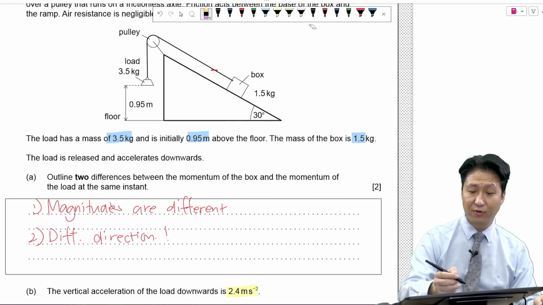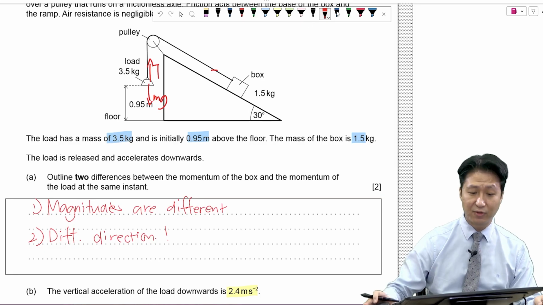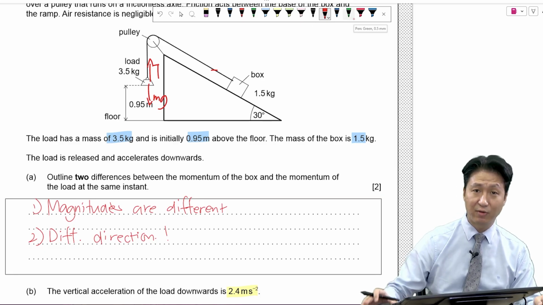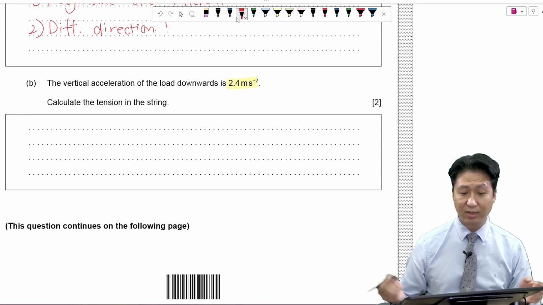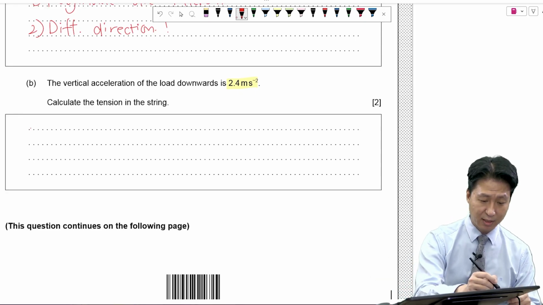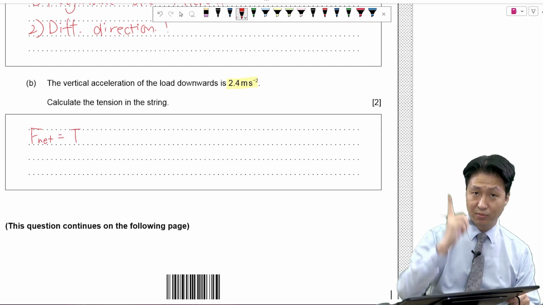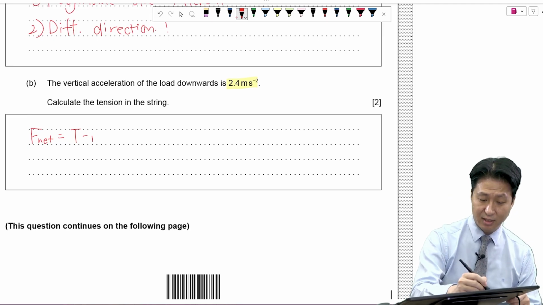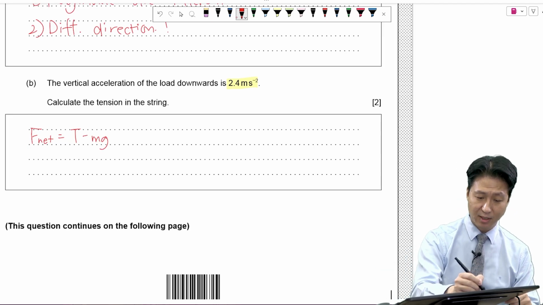We'll use the net force on the load because there's a tension upwards and a gravitational force downwards, and the net force should allow it to accelerate at 2.4 meters per second squared. First, let's write down an equation for the net force. We start with the sum of all the forces. We have the tension going upwards, positive, minus the weight going downwards because they're in opposite directions. And this should equal the mass times the acceleration.